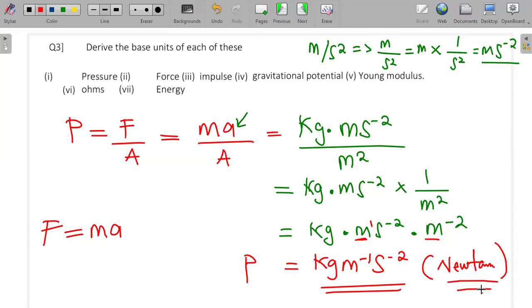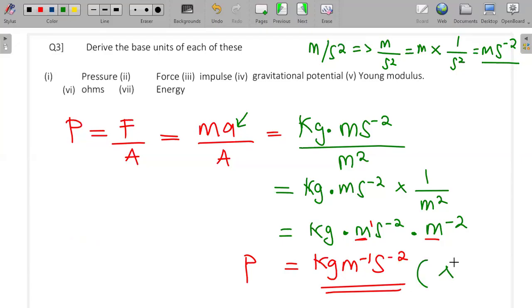Okay, so the Newton is... oh no, not the Newton here. That's the Pascal. Okay, the common name they are called is Pascal. Or they're simply thought of as Newton per meter squared, like this. So Newton per meter squared, or the Pascal, is the same as this here. Okay, so those are the base units for the pressure.